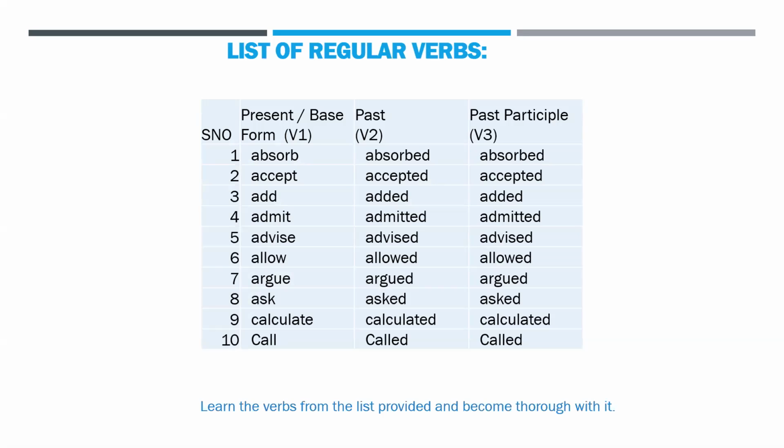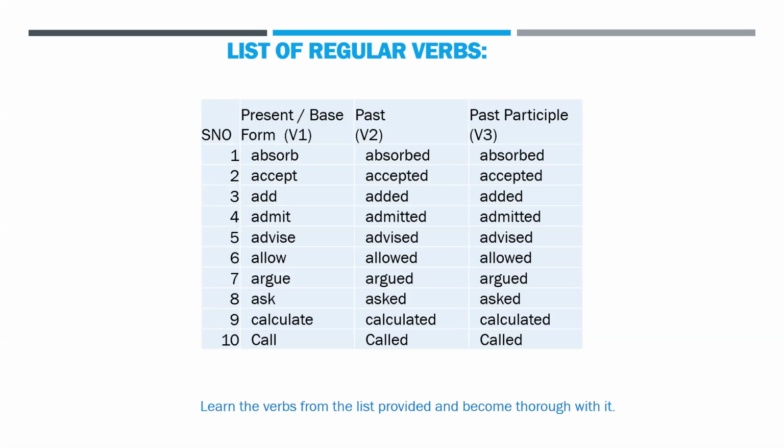And they're the same for the regular verbs. Add, added; admit, admitted; advise, advised; allow, allowed. So V1 is the base form, V2 is the past, and V3 is the past participle. For the regular verbs, the past and the past participle are the same, right?